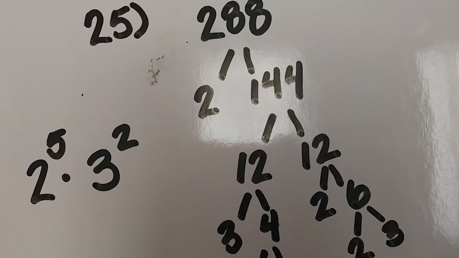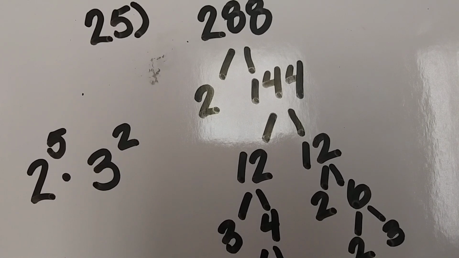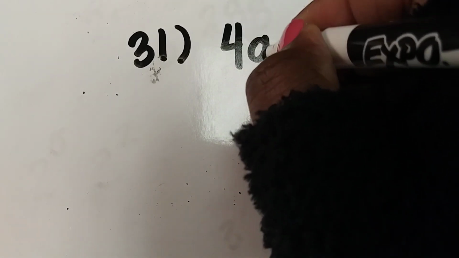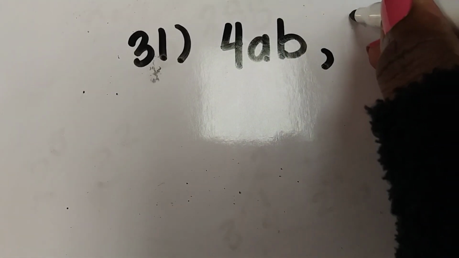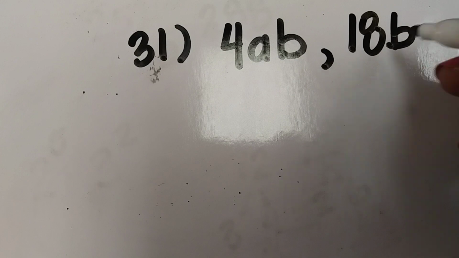Now, let's look at number 31. It says, find the GCF of the given binomial. We know binomial means we have two terms. I have 4AB and I have 18B.